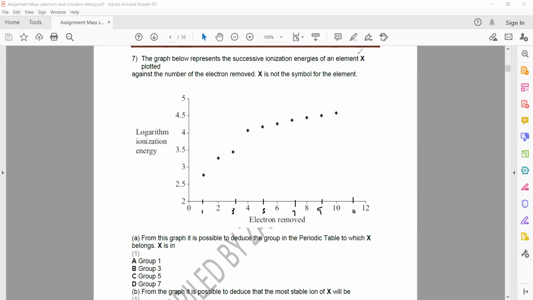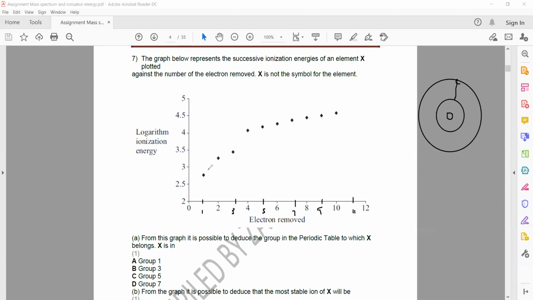You can see here, for any element, when we remove electrons from the last shell and then change the shell, there will be a big jump in ionization energy. The reason is that electrons in the last shell are far away from the nucleus, so we need a small amount of energy to remove them. But electrons closer to the nucleus, in lower shells, need a greater amount of energy to remove. So first, you have to identify which group it belongs to.